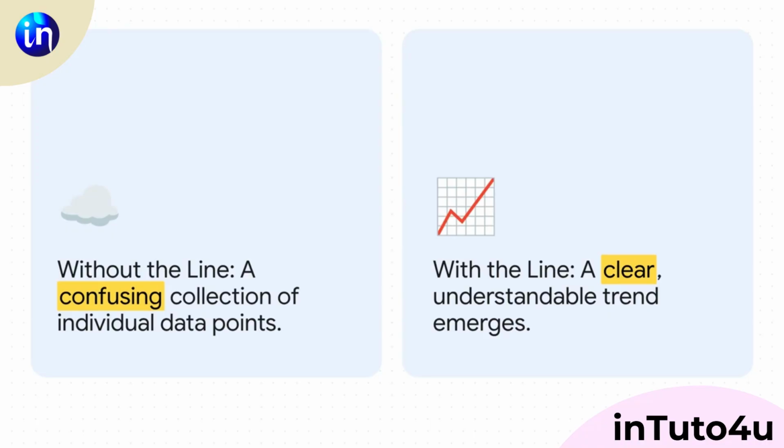And here, this is where the magic happens. On the left, you see that confusing cloud. But look what happens on the right. The moment we draw in that regression line, a clear story just snaps right into focus. That line is drawn in the one single spot that's as close as possible to all the dots, giving us the best possible summary of the big picture trend.